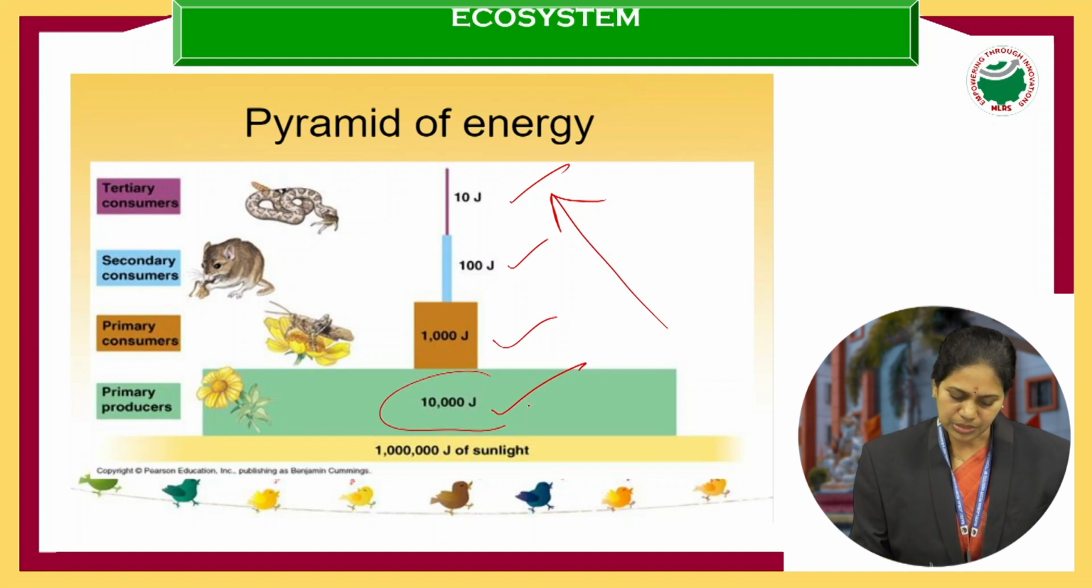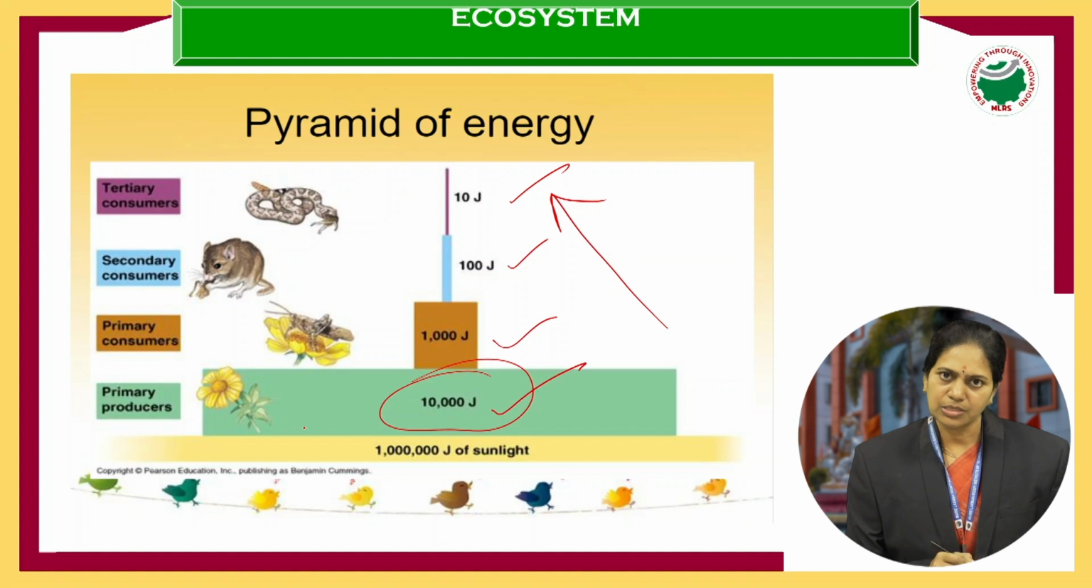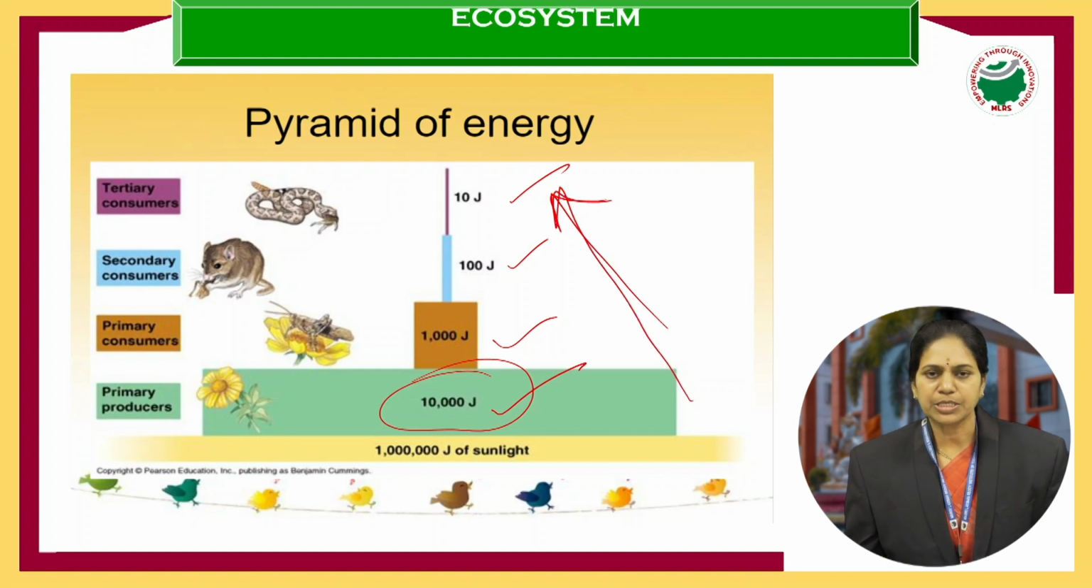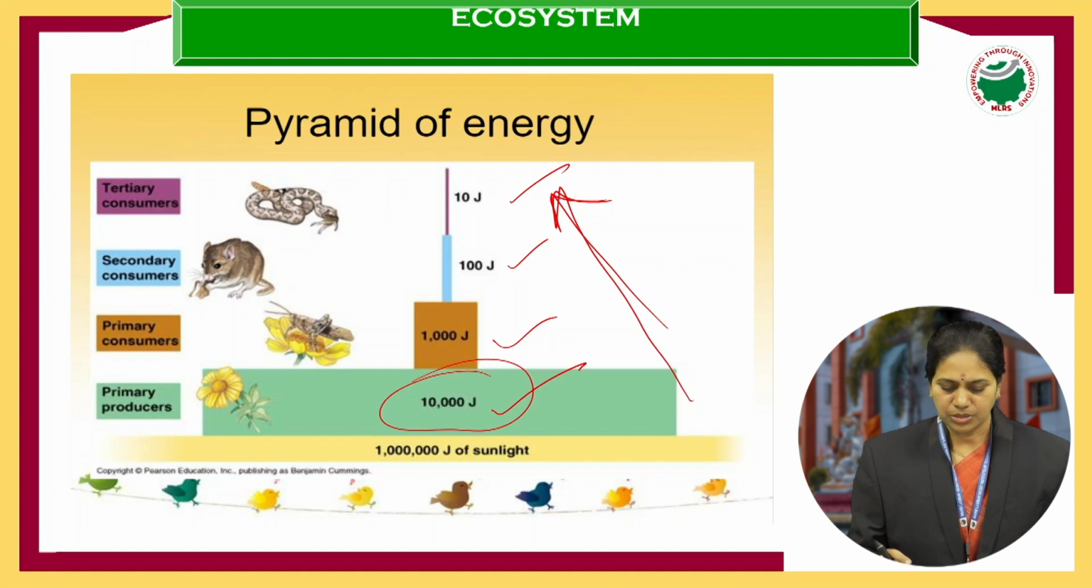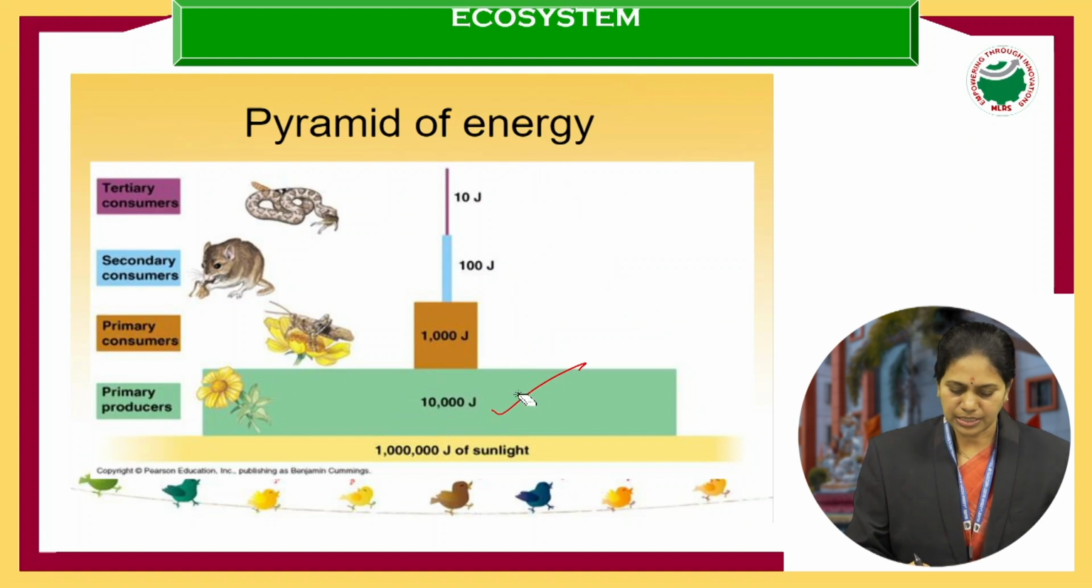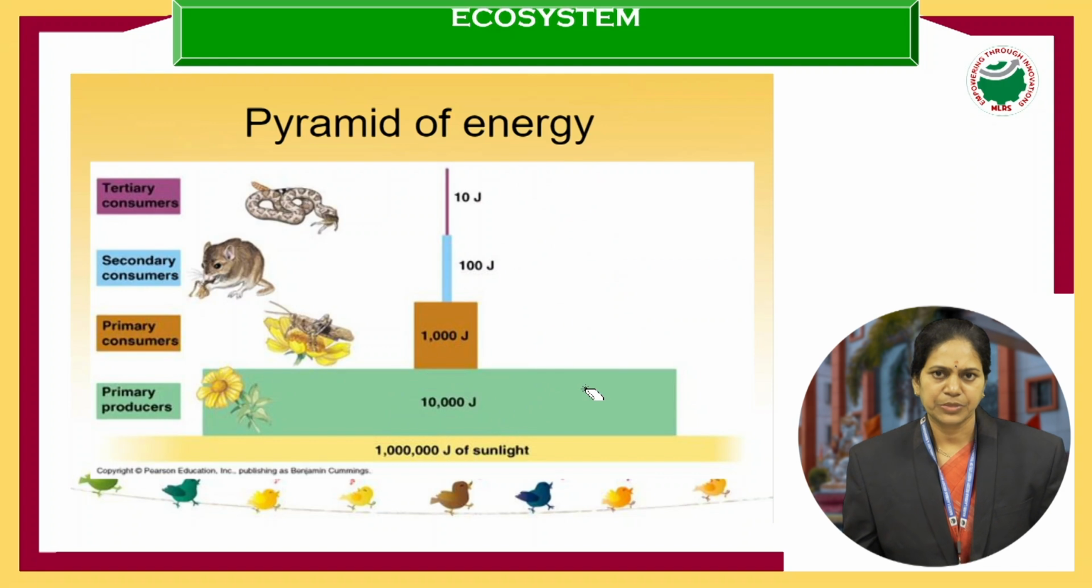Of course, it depends upon the number also. The number is more, so the energy content in those producers is more. So as you're going towards the apex, the energy is decreasing. So in the pyramid of energy, there are no deviations. We call it an upright pyramid always. Pyramid of energy is always upright.